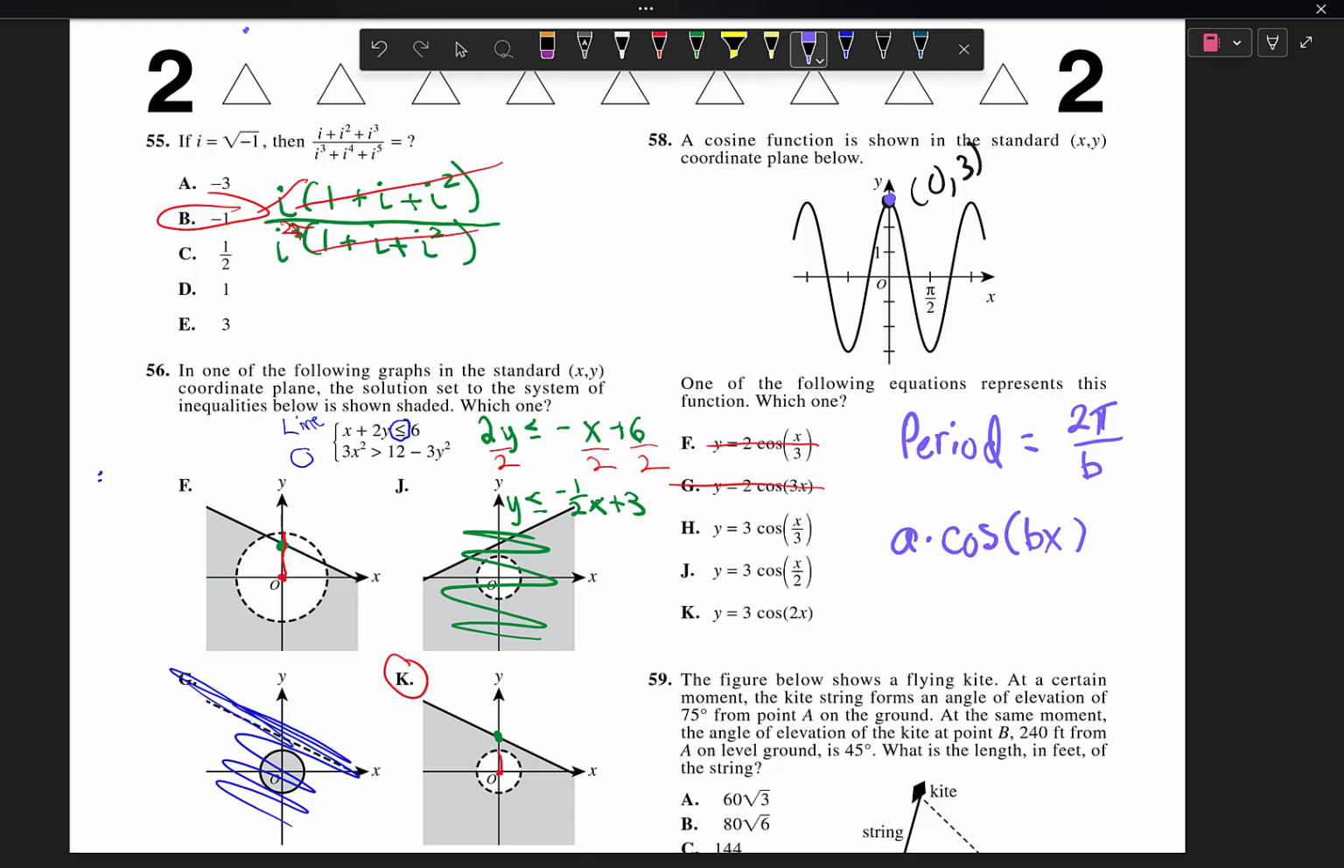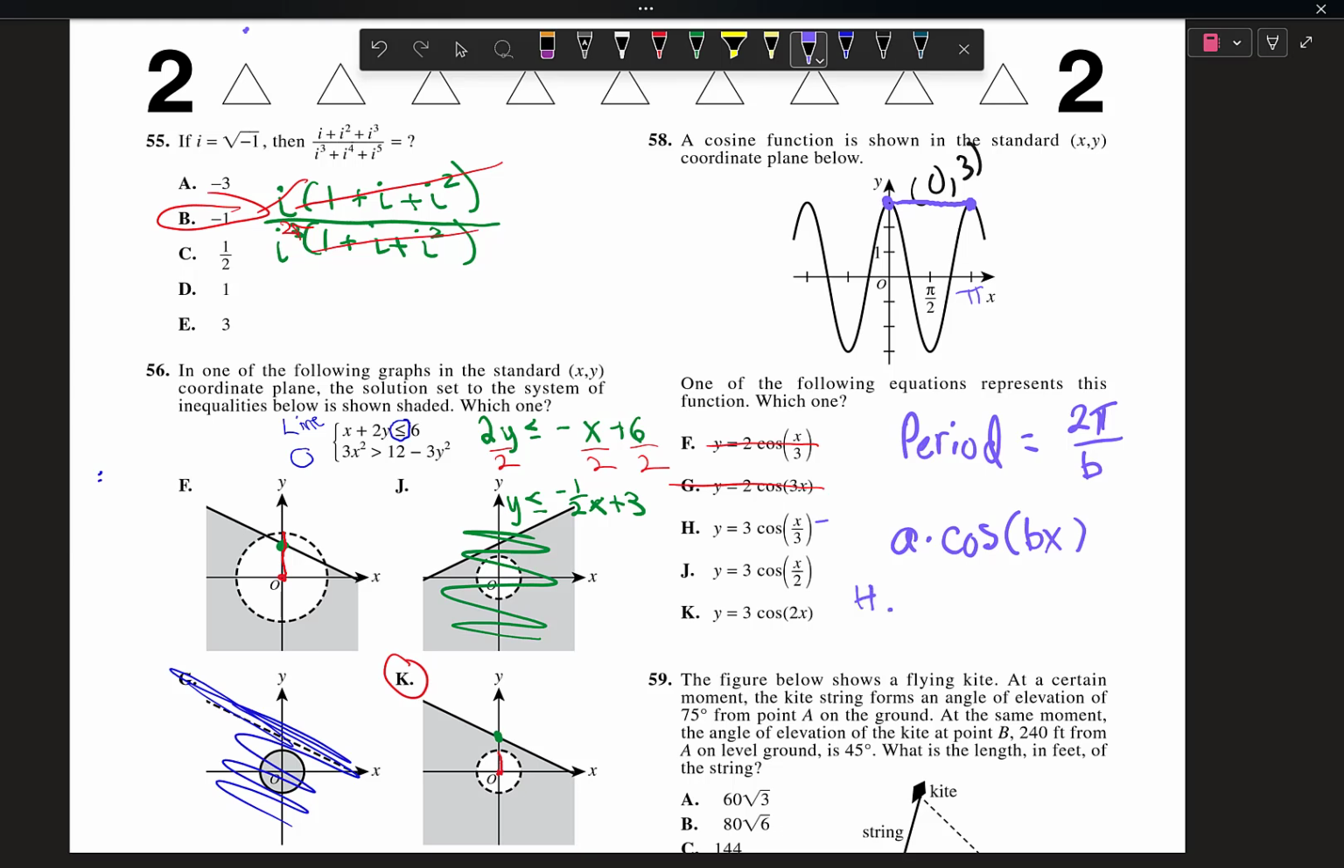And if we look at the top here and the top here, this is the length of our period, right here from top to top. And we can see the halfway point is pi over 2. So that must mean the period is 1 full pi. So we need the period to be 1 full pi. So we're going to check each one of these. So let's check H first.